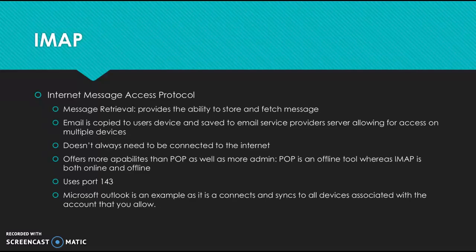Microsoft Outlook, in this example, connects and syncs to all your devices associated with the account that you allow. So, unlike POP, which pushes the information from the server into a single device and then deletes it off the server, IMAP keeps it on the server, and then it can sync to multiple devices. So if you have Microsoft Outlook, for example, you sync up your cell phone, your laptop, your tablet, all to Microsoft Outlook, you're going to get an email, and it's going to shoot it to all your devices. Let's say you access Microsoft Outlook from a computer that you don't have synced up to it. Well, because it's on the server, you can go back through.